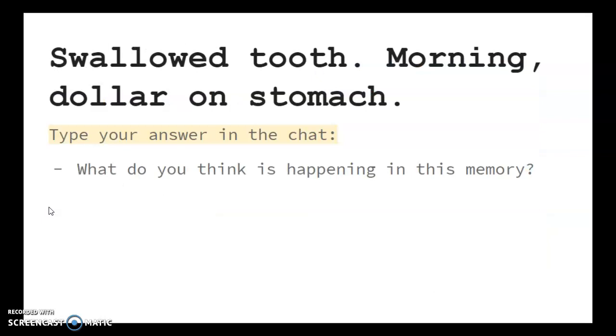Okay, swallowed tooth, morning, dollar on stomach. What do you think is happening in this memory? In this memory, I would assume it's a child because the tooth fairy usually does not visit adults, unfortunately. But I'm assuming he or she swallowed a tooth and they lost their tooth, and somebody, the tooth fairy, brought them $1 and left it on their stomach. So when they woke up, they found the $1.